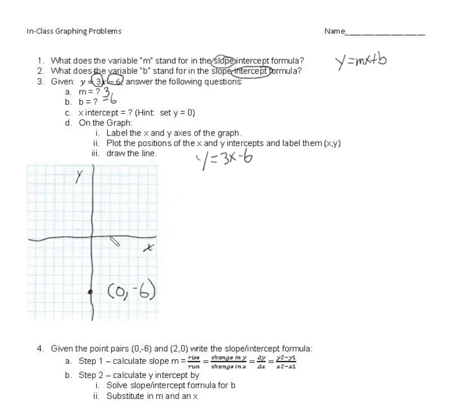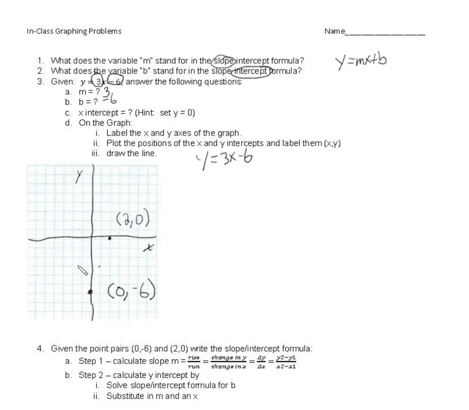Now, what if I wanted to figure out what the x-intercept is, though? Where does it cross the x-axis? Well, there's a couple ways I can do this. If I know what the slope is, I can go up 3, 1, 2, 3, and over 1. So it's going to cross right here. And I could label that point as well. What is this now? Well, x is equal to 2, and y is equal to 0.